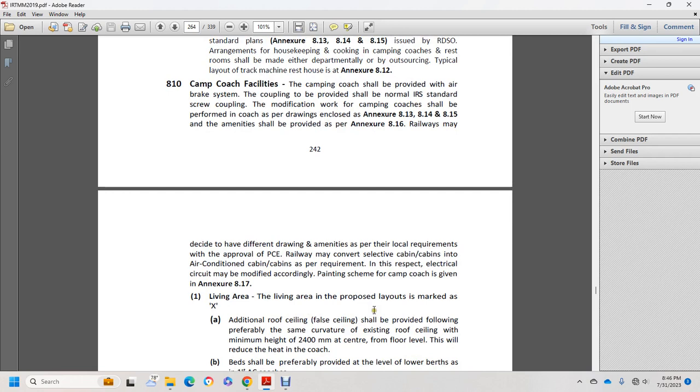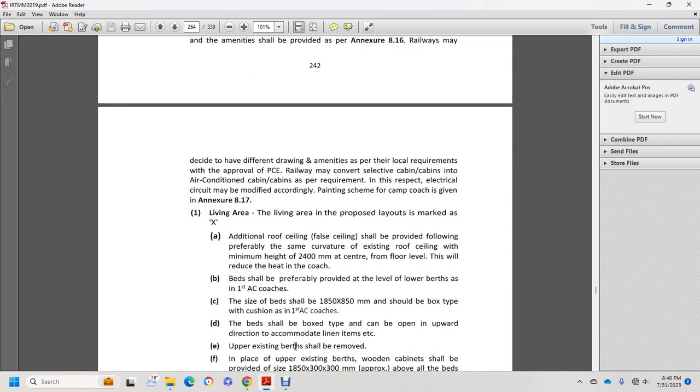Additional roofing of false ceilings shall be provided, preferably with the same curvature as the existing roof ceiling, with a minimum height of 24,000 millimeters. Center floor level will reduce the heat of the coach. Beds should preferably be produced at a level lower than berths for the first AC coach. Side beds shall be 1850 by 850 millimeters, box type with cushion, as in first AC coach. Beds shall be box type and can be opened upward to accommodate line items, etc.